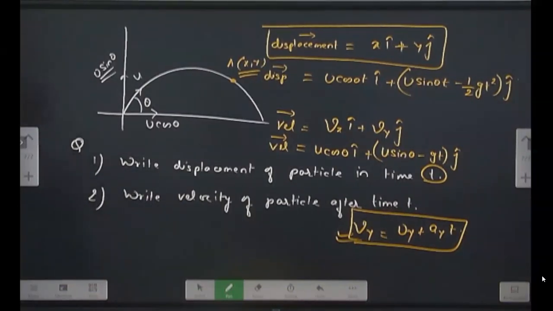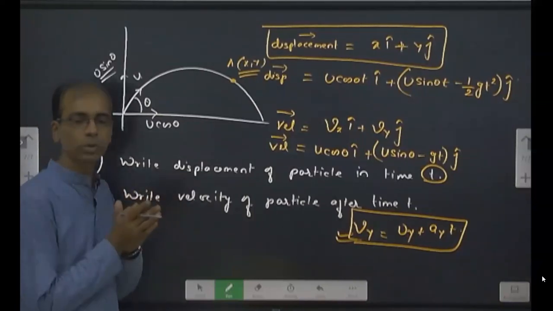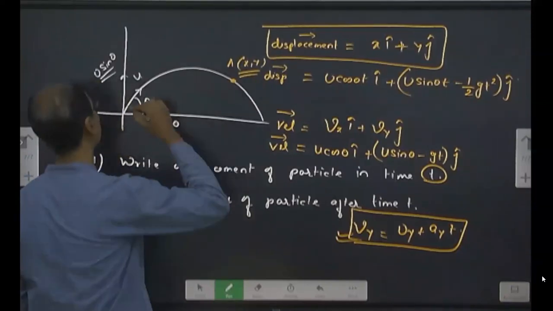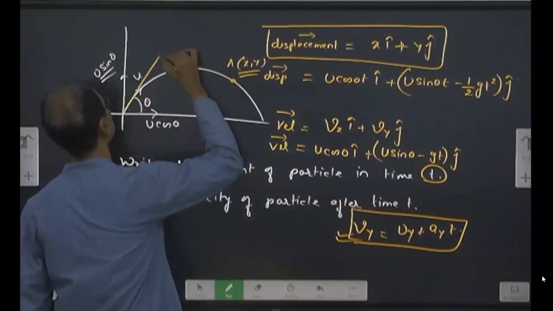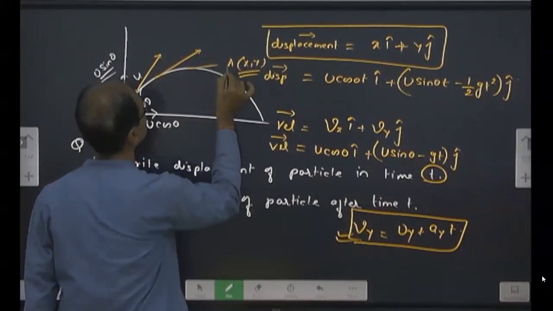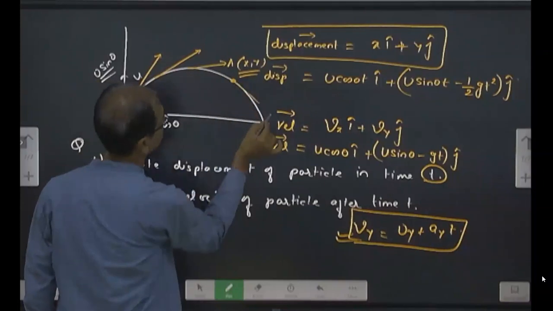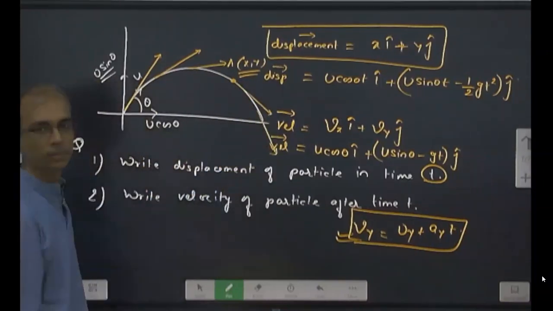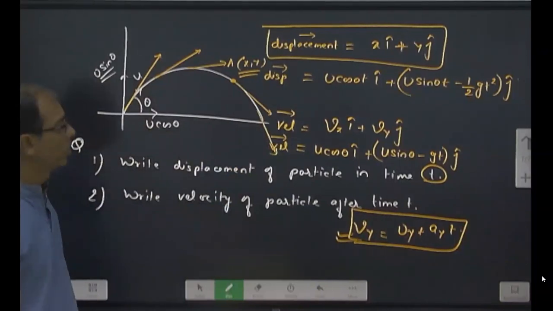Yes, sir. Okay. Now, in this projectile motion, if I ask you at any time, what is the direction of velocity? Remember that the direction of velocity is always given by the tangent to this path. These are all velocity directions. Okay. Like this. These arrows are velocity directions.